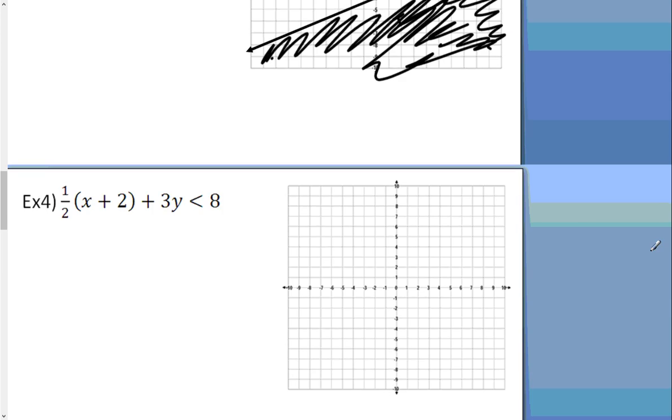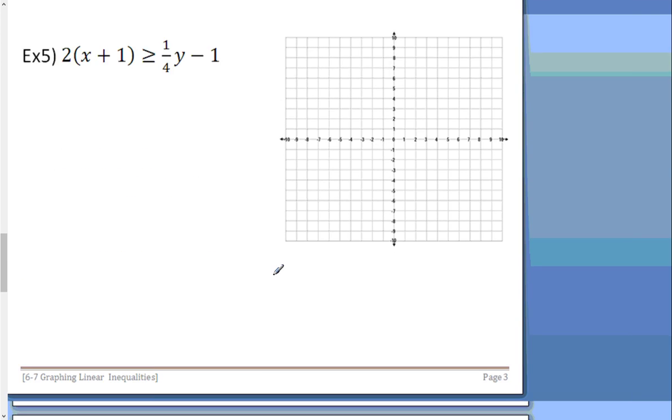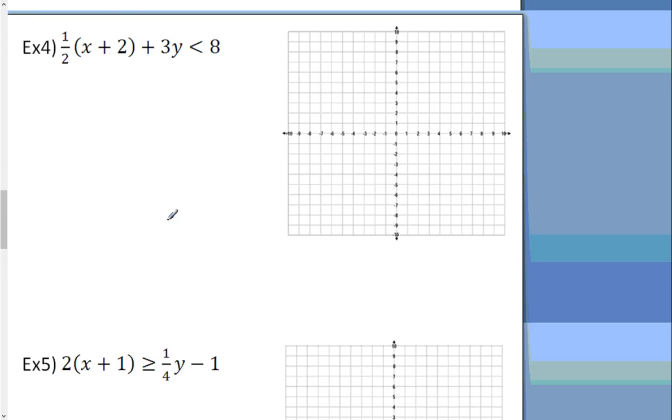All right, let's do a couple more examples. I think we have a couple more, not too many. All right, next problem. Let's get y by itself, okay? So distribute the 1/2. I would get 1/2 x plus 1 plus 3y is less than 8. Then I would subtract 1 from both sides, or add a -1 to both sides. I would get 1/2 x plus 3y is less than or equal to 7.